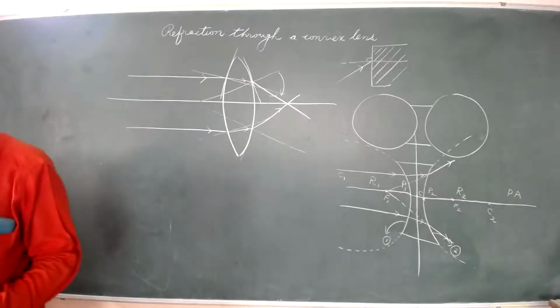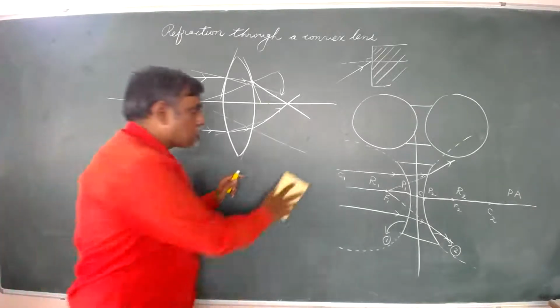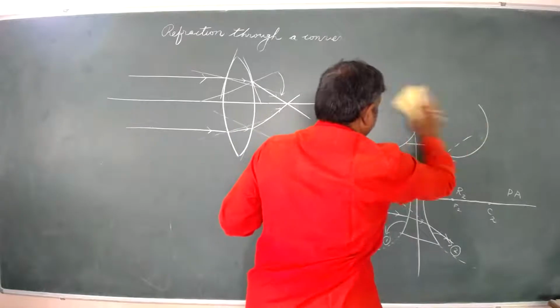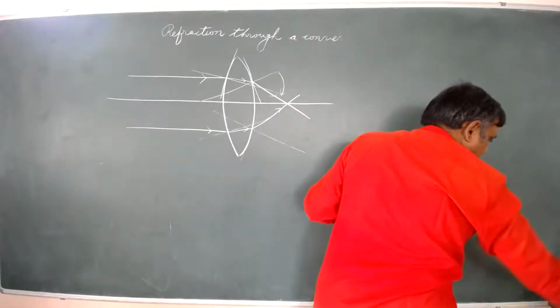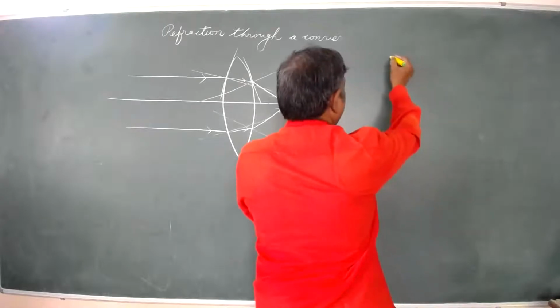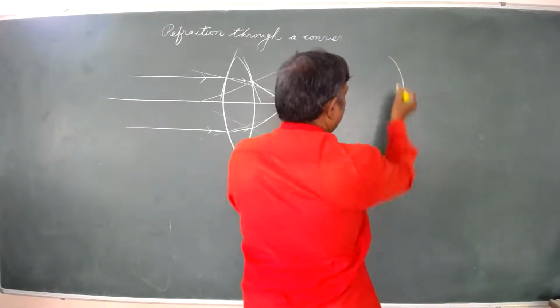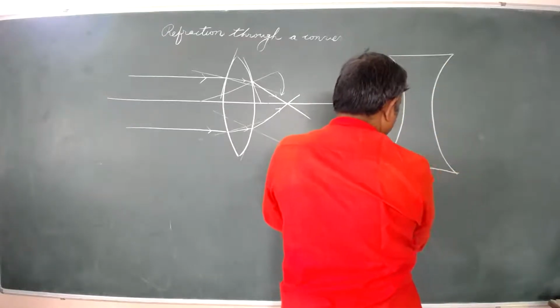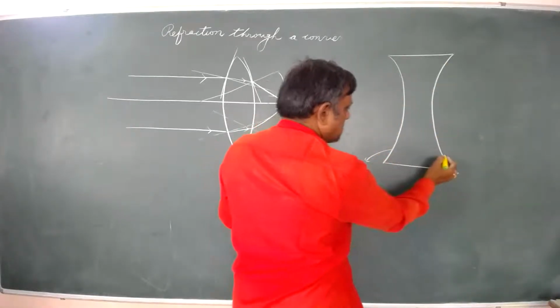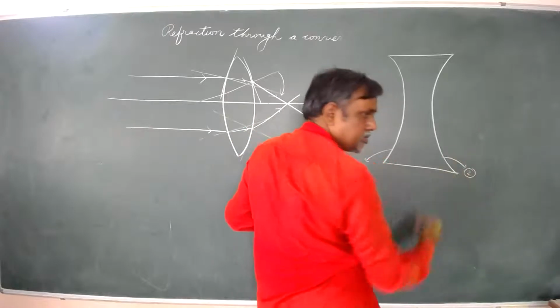And the same thing in the case of a concave lens. If you want to show the refraction through a concave lens, what happens over here? Same discussion. I will be taking one concave lens over here like this. This is a concave lens, right? This is the primary surface 1, and this is the secondary surface 2.